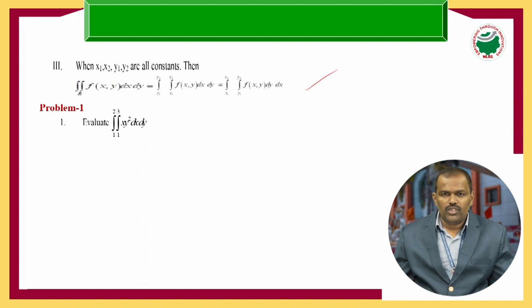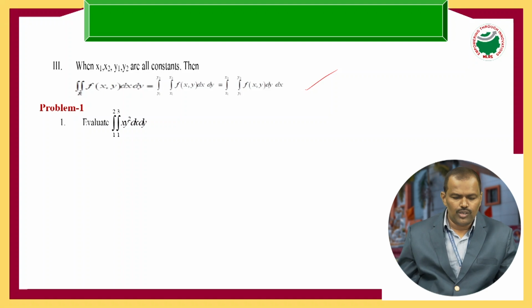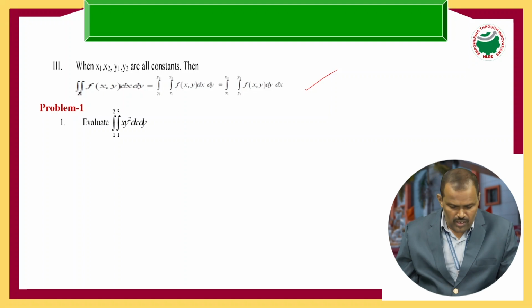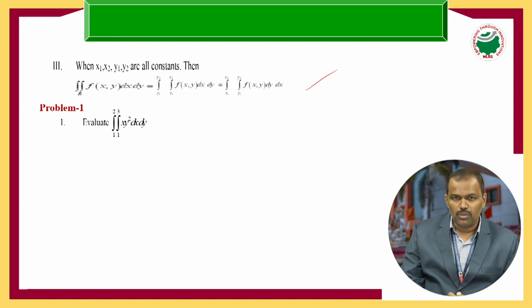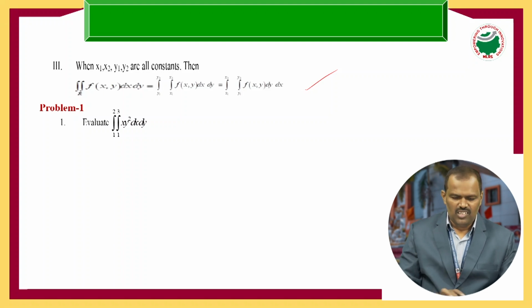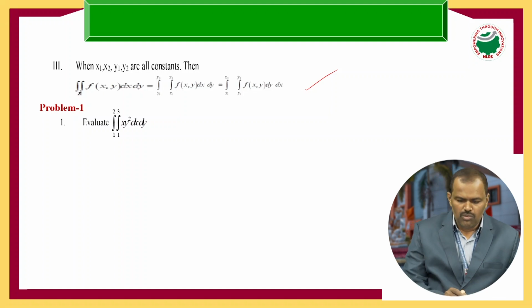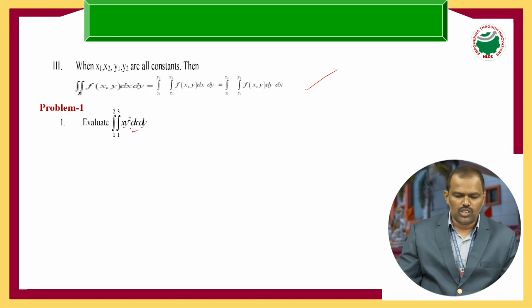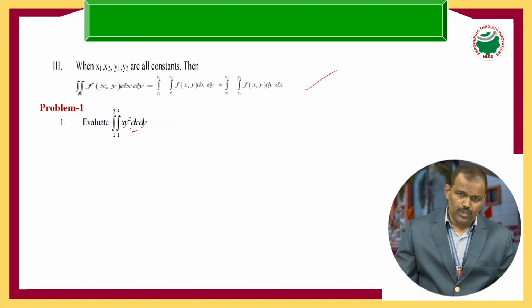So first I will solve one problem. The first question is: evaluate the integral from 1 to 2 and 1 to 3 of x y square dx dy. So this is a problem where both limits are constants, so there is no specific order we must follow. In the given problem, dx is given first, so we integrate with respect to x and then with respect to y. We can change the order also when both are constants, no problem.